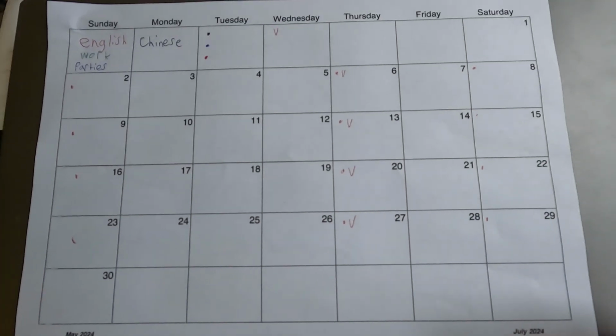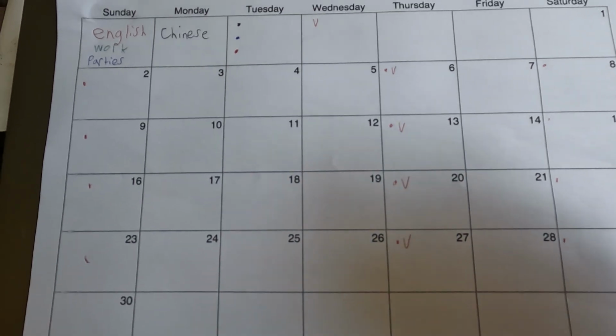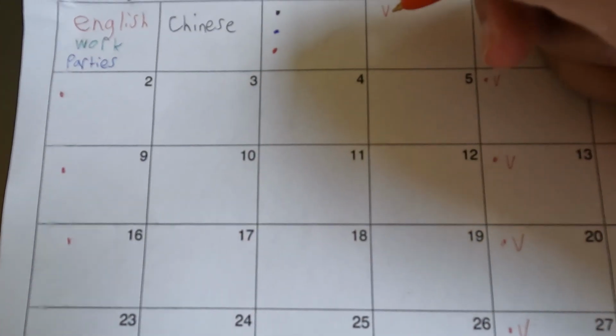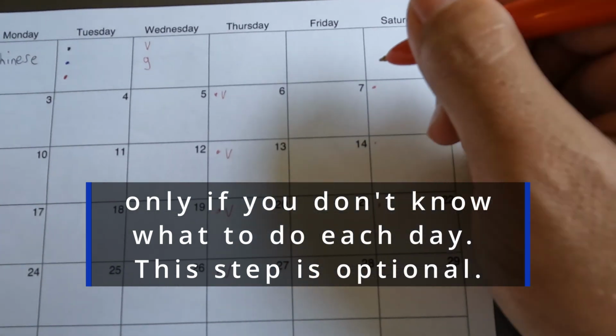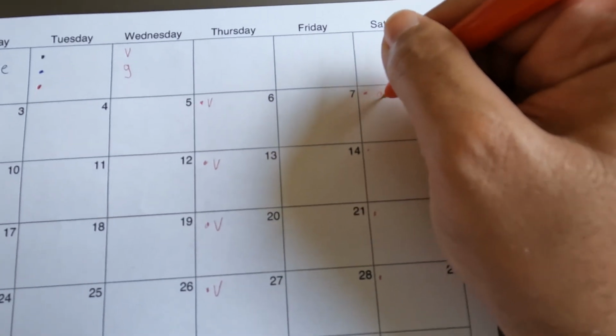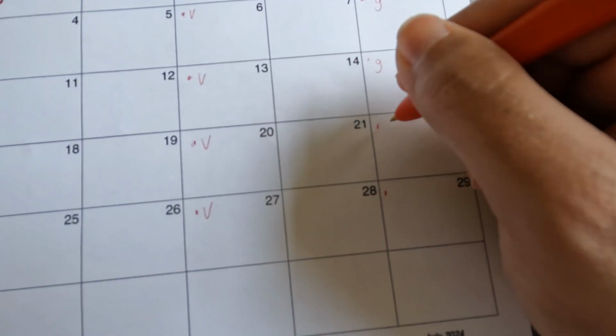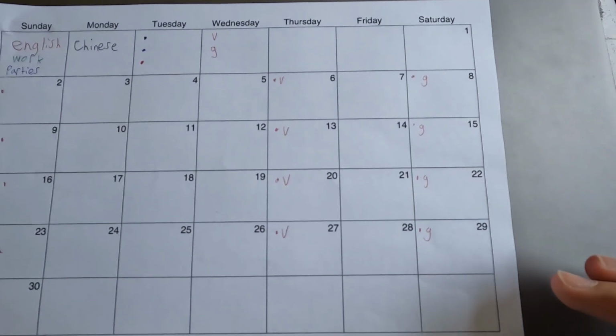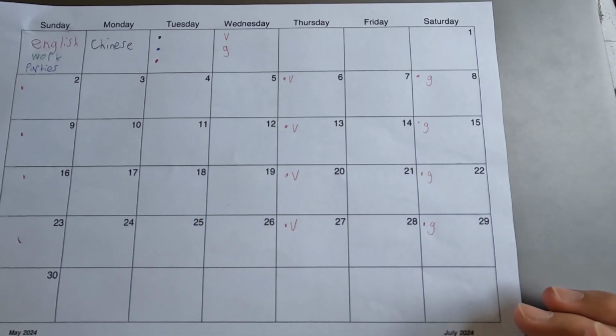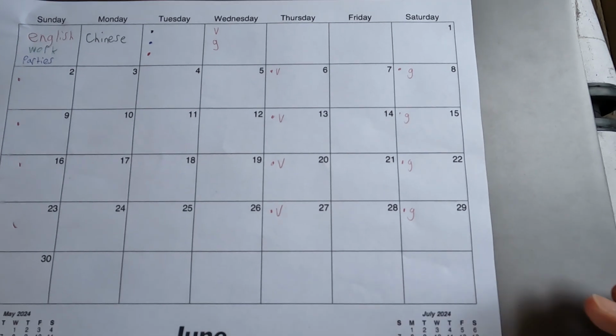Okay, now language isn't just vocabulary. We're going to need some grammar. So let's notate that with a G. Okay, so let's make that Saturdays, since we have lots of time on Saturdays. G, grammar. Because probably it's going to give you a headache, because grammar usually sucks.